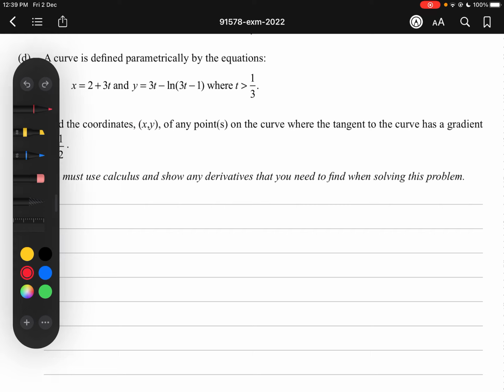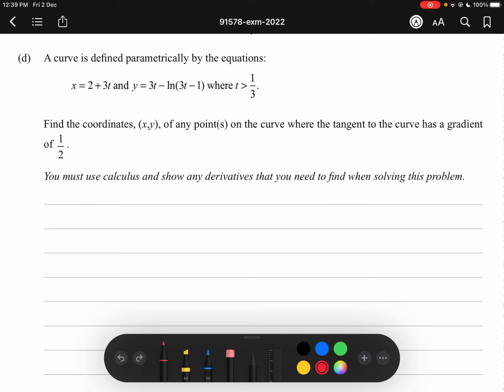For this question, we want to find the coordinates x and y of the points on the curve where the tangent of the curve has a gradient of 1/2. So we need to find an expression for dy over dx, the tangent. And we're going to have two equations in terms of t. So we have x in terms of t and y in terms of t. So notice that dy over dx is equal to dy over dt multiplied by dt over dx. So we need to find an expression for dy over dt and dt over dx.